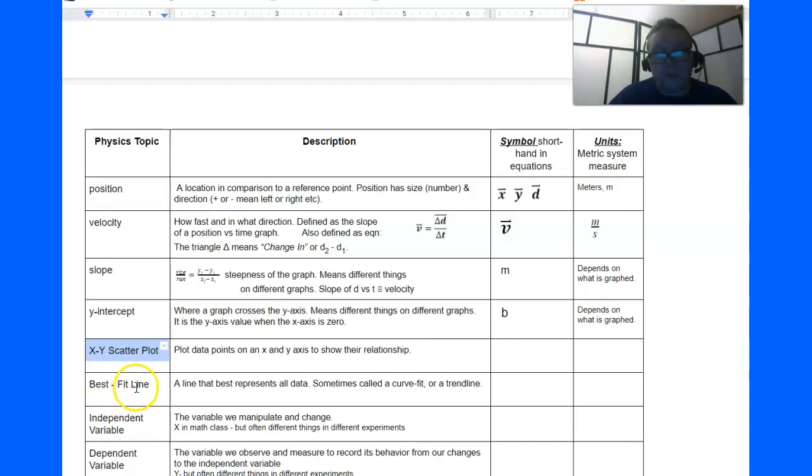A best fit or a trend line, people will call these different things: a trend line, a best fit line, a curve fit. But really what we're saying is that it's a line that best matches all of our data points. We will almost never connect the dots for our data points. If we have a bunch of dots, we're going to try to get a straight line or a consistent curve that runs through and represents all of our data the best.